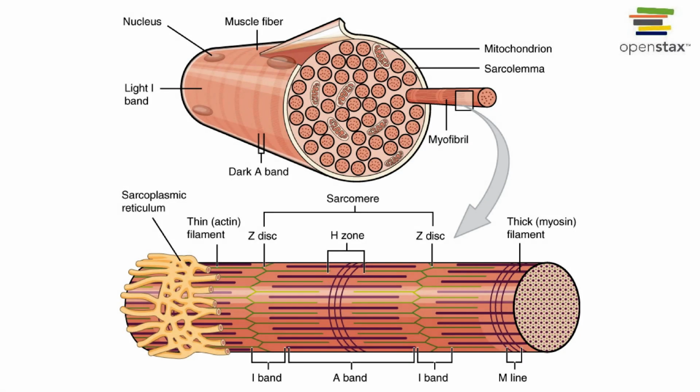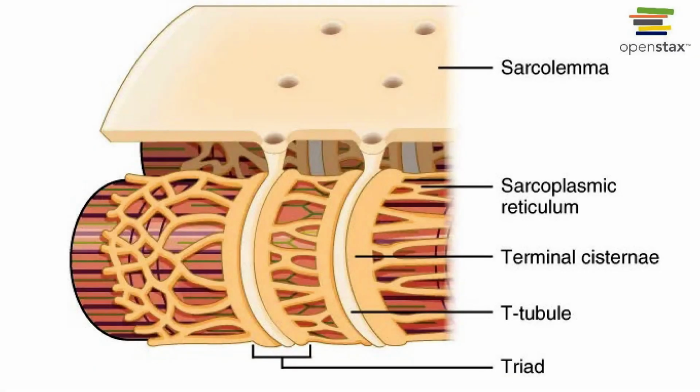Inside skeletal muscle fibers, we see specialized structures: the sarcolemma or plasma membrane, myofibrils, which contain repeating sarcomeres, the contractile units of the muscle. Surrounding the myofibrils, the sarcoplasmic reticulum stores and releases calcium for contraction. T-tubules, deep folds of the membrane that transmit electrical signals into the cell, and terminal cisternae, expanded chambers of the sarcoplasmic reticulum that work with T-tubules to ensure rapid calcium release.